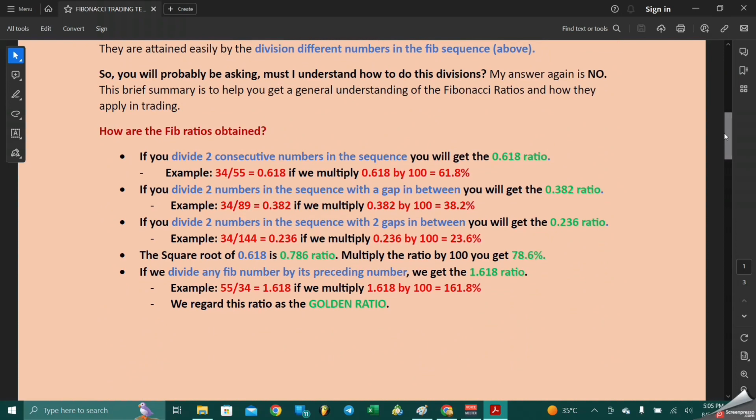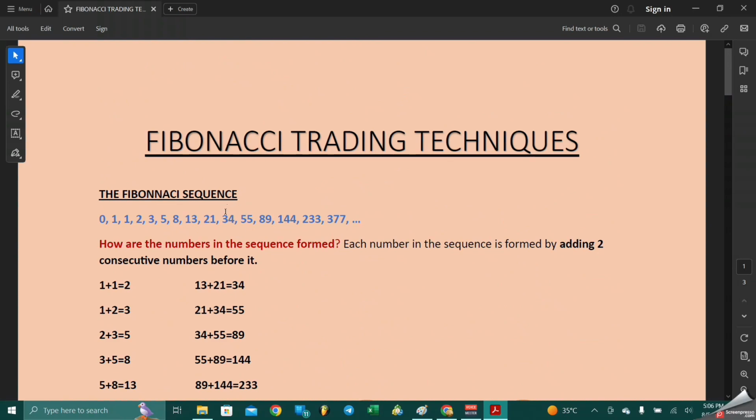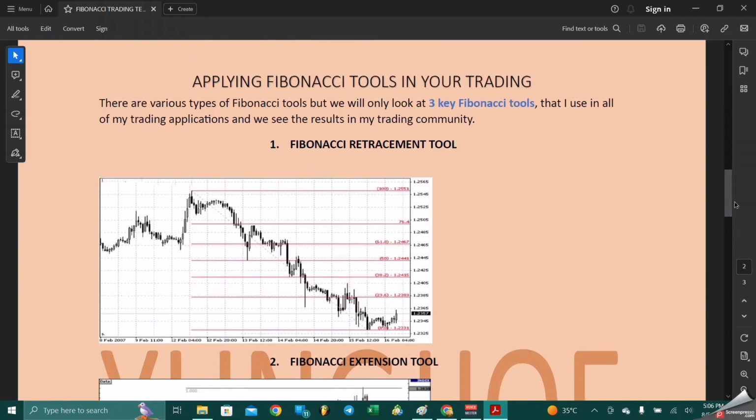The square root of 0.618 is the 0.786 ratio. If we divide any Fibonacci number by its preceding number, we get the 1.618 ratio, and we regard this ratio as the golden ratio. Let's say we divide 55 by 34, not 34 by 55, we'll get the golden ratio. So how do we apply this in our trading?